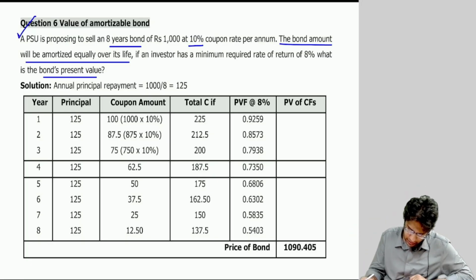1000, 8 years and 10% coupon rate. Discounting rate is 8%. Fine.